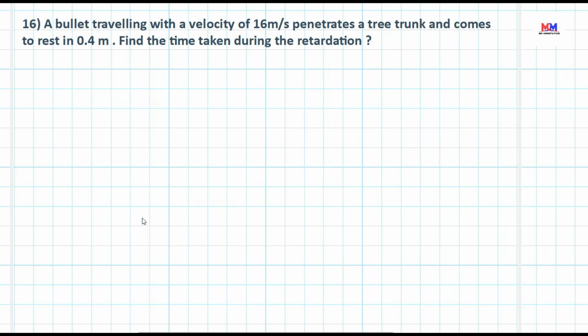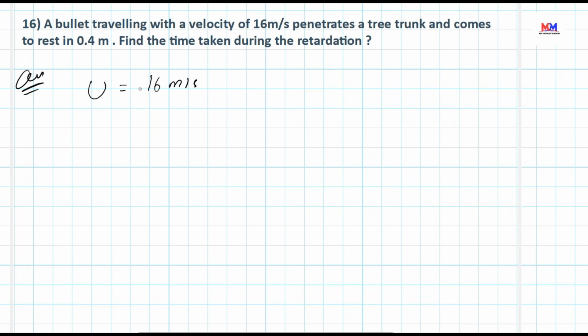A bullet traveling with a velocity of 16 meters per second penetrates a tree trunk and comes to rest in 0.4 meter. Find the time taken during the retardation. A bullet moving with initial velocity 16 meters per second penetrates a tree trunk and comes to rest in 0.4 meter.